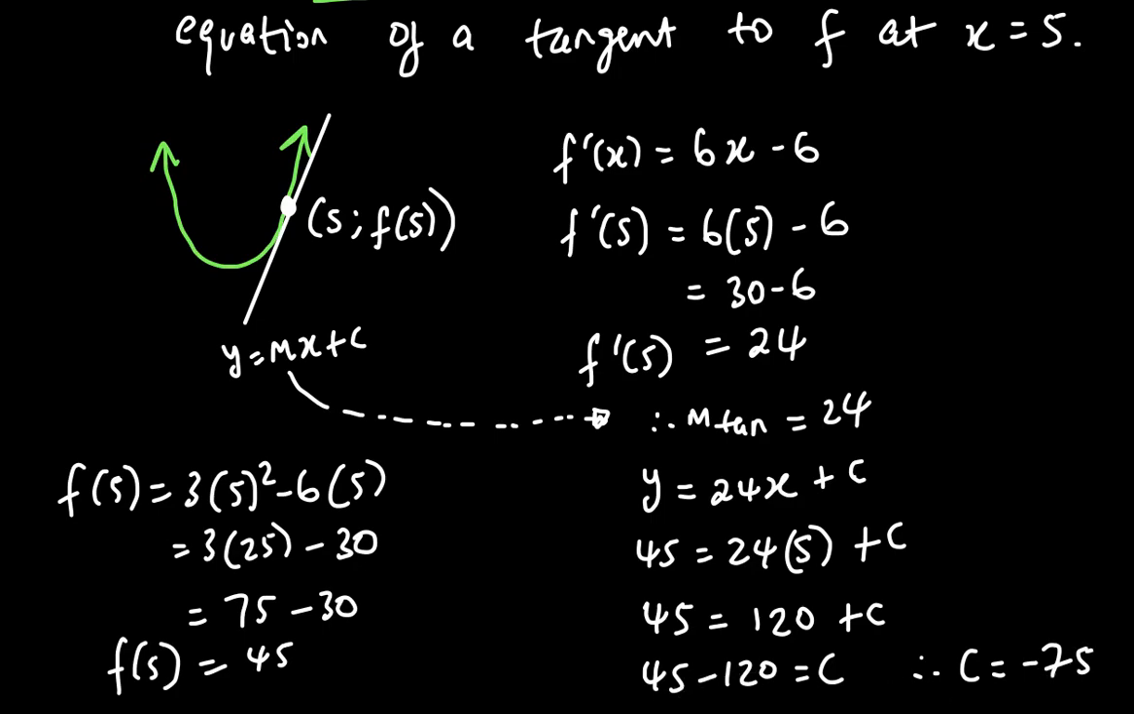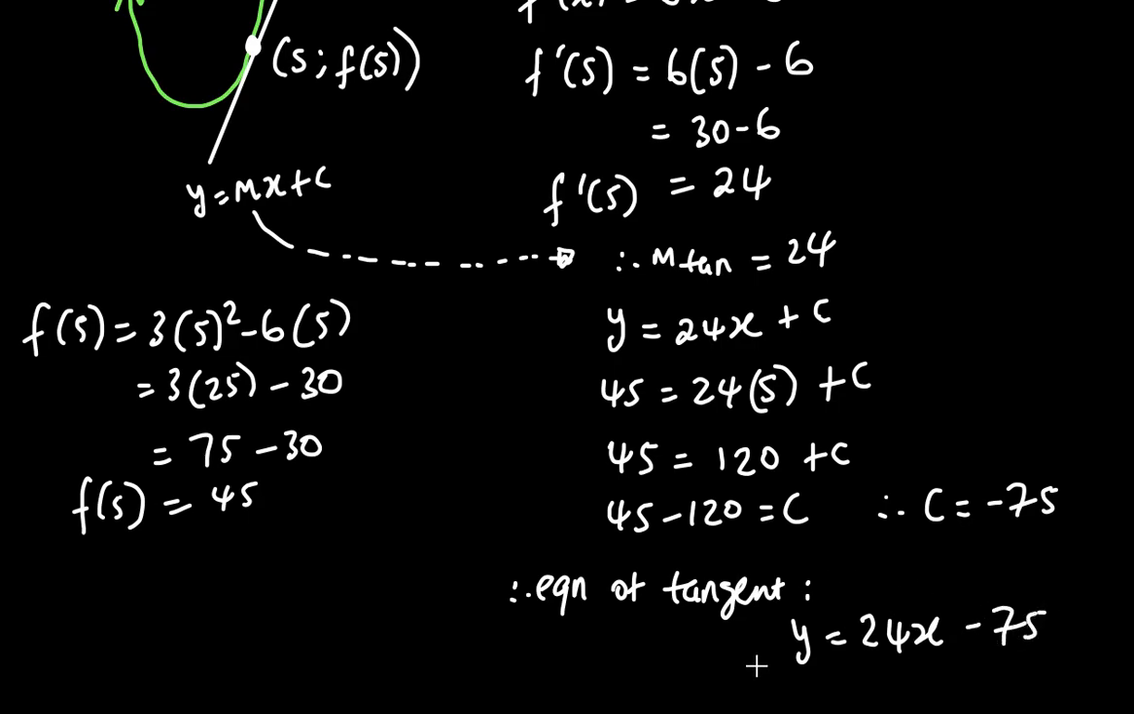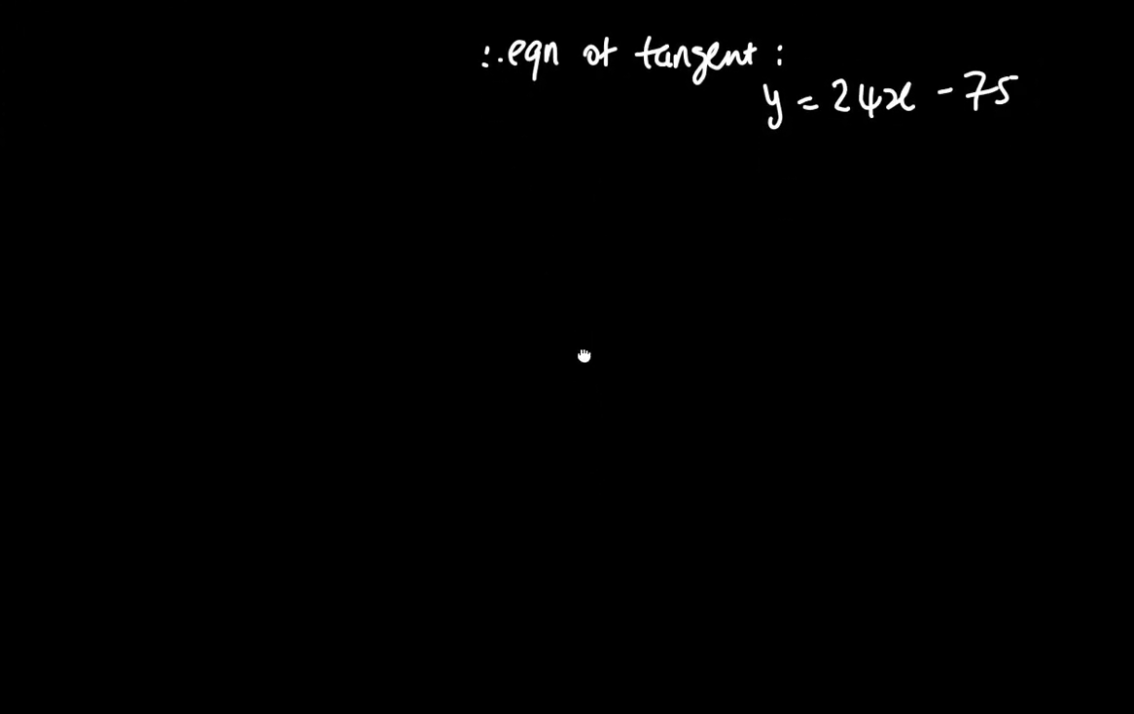Okay, so we got our equation there. Therefore the equation of our tangent will be y is equal to 24x, c is negative 75. So y equals 24x minus 75. Okay, so that is it there, right? So now that you know this, let's continue to some more complex examples, the one I was talking about.